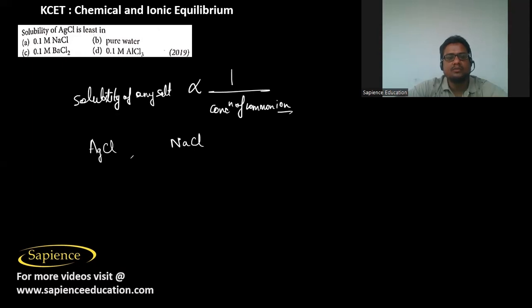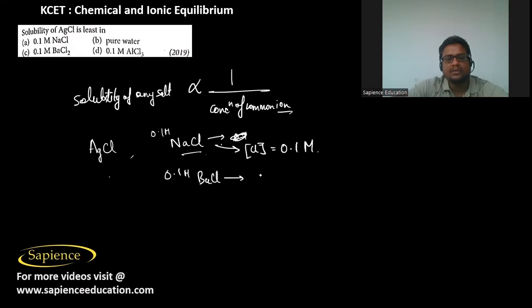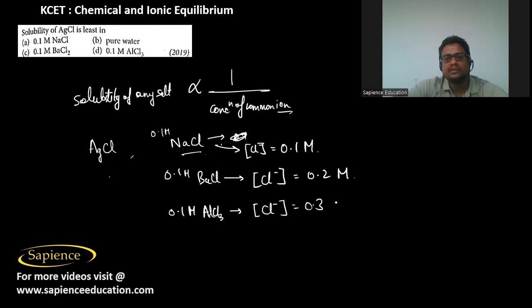Now 0.1 molar NaCl will give 0.1 molar concentration of Cl minus ion, which is obtained from NaCl. And from 0.1 molar BaCl2, the concentration of Cl minus ion obtained will be equal to 0.2 molar, and from 0.1 molar AlCl3 the concentration of Cl minus will be 0.3 molar, since 1 mole of AlCl3 will give 3 moles of Cl minus ion.